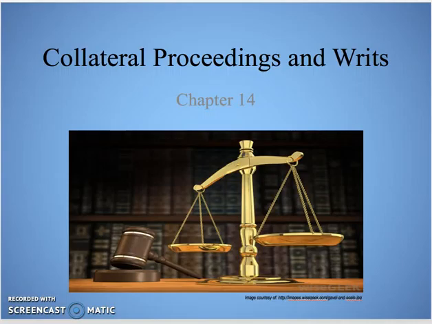Guess what? You guys made it to the final chapter, chapter 14, Collateral Proceedings and Writs. Basically, real quickly, let me say that collateral proceedings actually refer to those proceedings that are not part of the normal judicial process involved in the conviction and sentencing or acquittal of a defendant, but they are a necessary part of the criminal justice system.